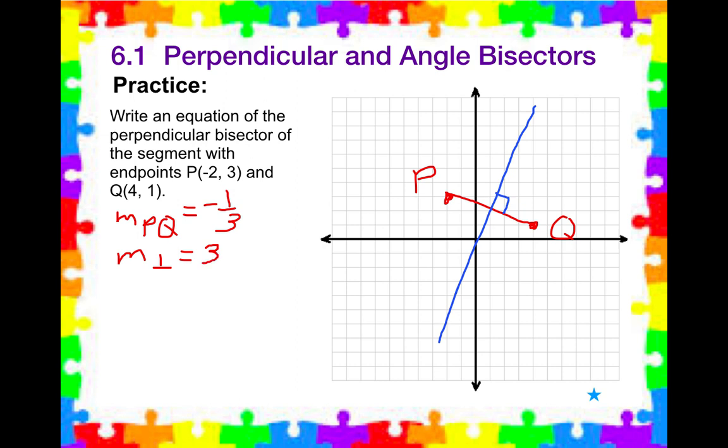And then the point that's going to be on the line is going to be this midpoint here. So the midpoint has to be calculated, and the midpoint is going to be (1, 2). So we're using the midpoint formula to come up with this. And once we have that, then we can write our equation. So we use the point-slope form. y minus 2 is equal to 3 times the quantity x minus 1. And that is our equation for the perpendicular bisector. We'll continue this conversation the next day in class.